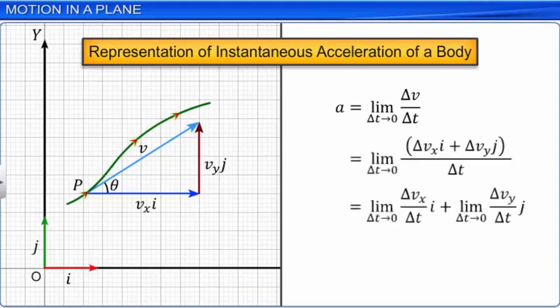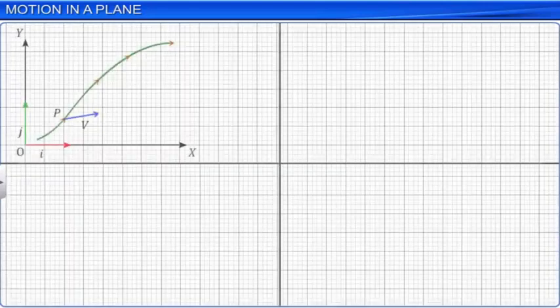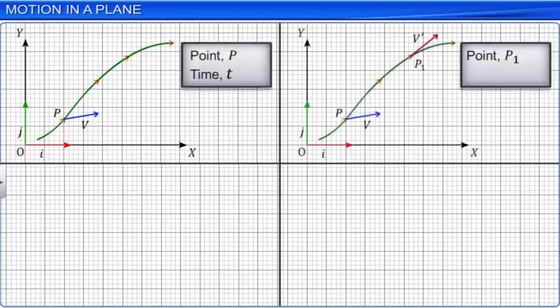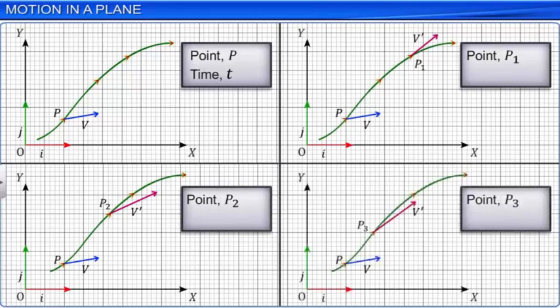Consider the body moving is located at point P at time t. P1, P2 and P3 are its positions after time delta t1, delta t2 and delta t3 respectively. The velocity vectors at points P, P1, P2 and P3 are drawn. For clarity, we have drawn 4 separate graphs.